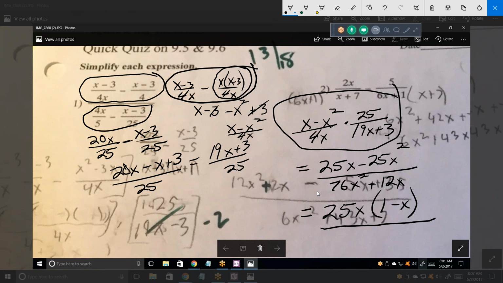Now, out of the denominator, take out the greatest common factor. That would be 12x. 12 goes into 76 evenly? I don't think so. Actually, yeah, you're right. Okay. But I know I can divide everything by 4, because this was 4 times 19, so I'm going to take a 4x out, leaving 19x plus 3.